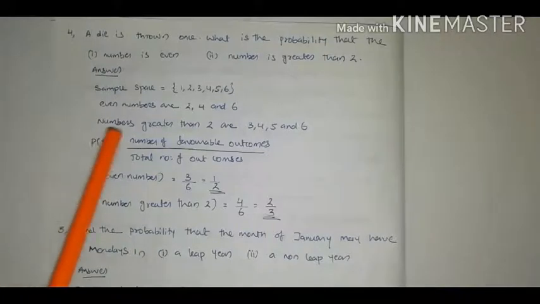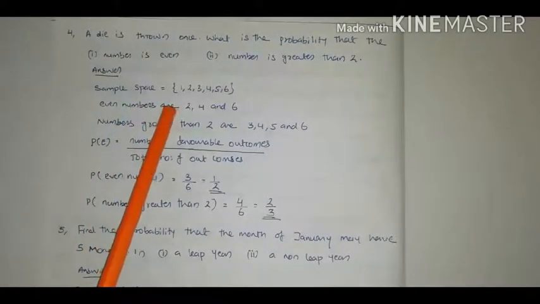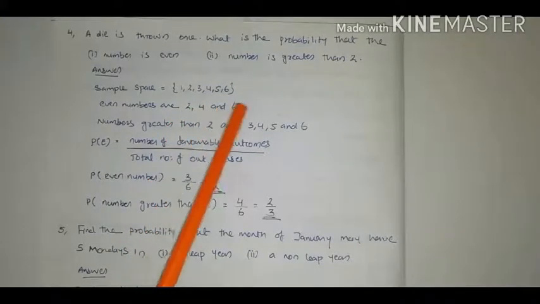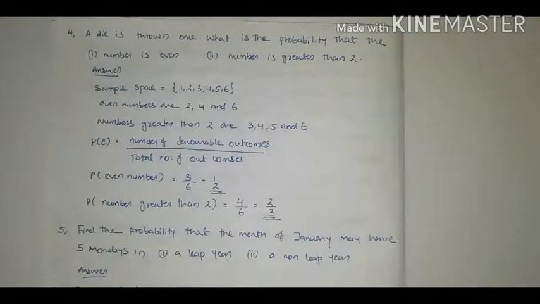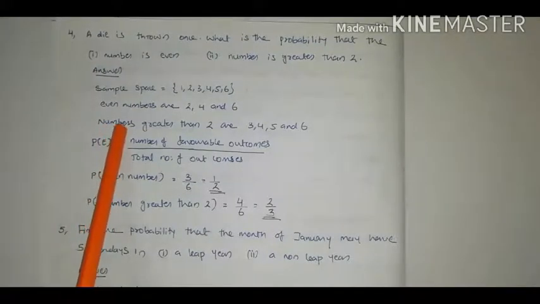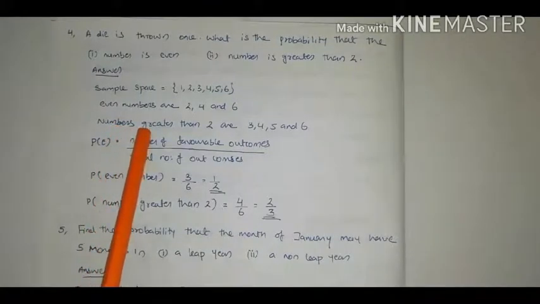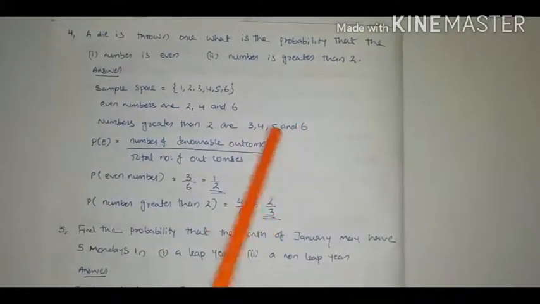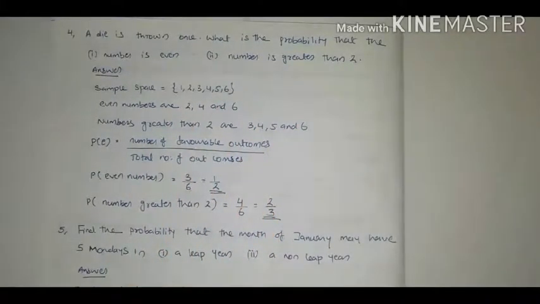In which, how many even numbers can we see? There are 3 even numbers, such as 2, 4 and 6. Then when we consider a number which is greater than 2, the question says the number is greater than 2, so it should be 3, 4, 5, 6. So 4 outcomes are there. Then we can move to the question.